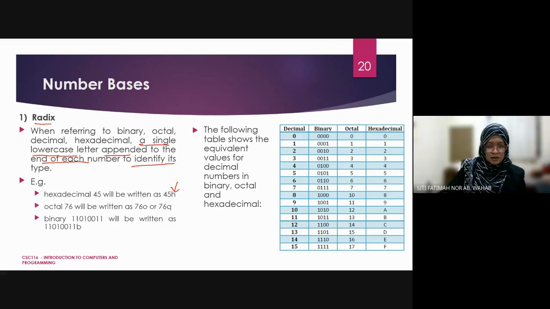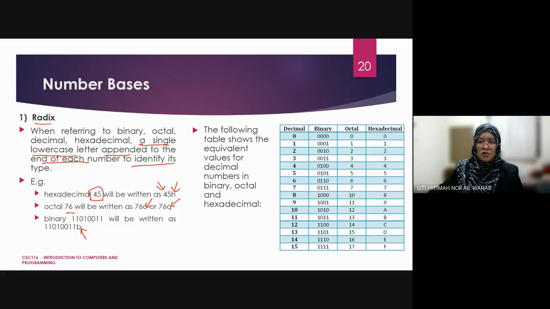Let's see this one, H. H is actually the radix for hexa. Q or O is the radix for octal. Binary, B is the radix for binary. Decimal, we don't put the radix because we use decimal in our daily life. So 45 in hexa will be written as 45H. 76 in octal will be written as 76O or 76Q. Binary numbers will be written with B at the end of the number.